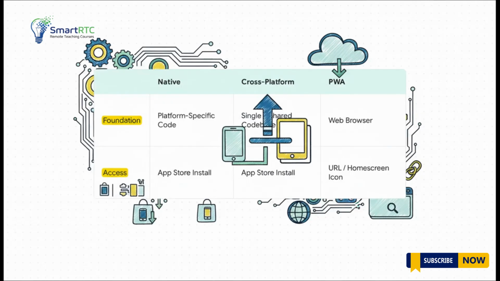So just to break it down real simple, native means separate code for each platform. Cross-platform is one shared code base for both. And PWAs, they live right in the web browser. This also changes how people get your app. For native and cross-platform, they're heading to the App Store. For a PWA, all they need is a link.